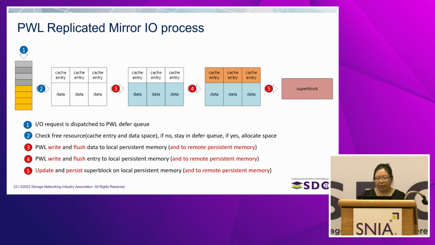Next step, PWL writes and flushes the entry to the local persistent memory and to remote persistent memory. In the fourth step, it writes the cache entry. Last, it updates the persistent super block on local persistent memory and on remote persistent memory. So the replica's cache is the same as the local persistent memory cache. It's the mirror.